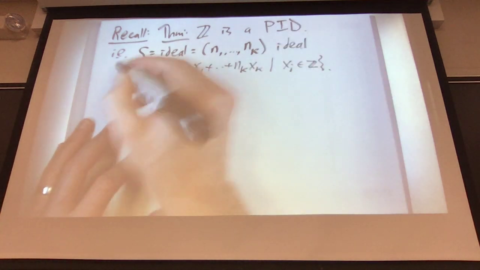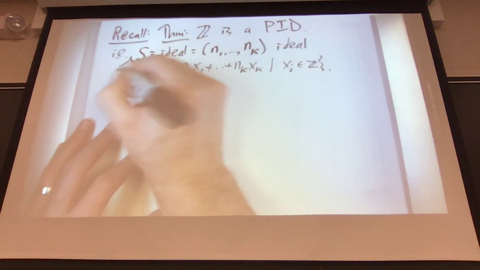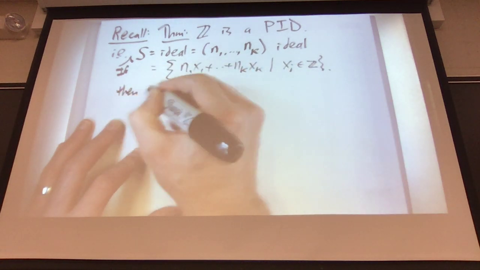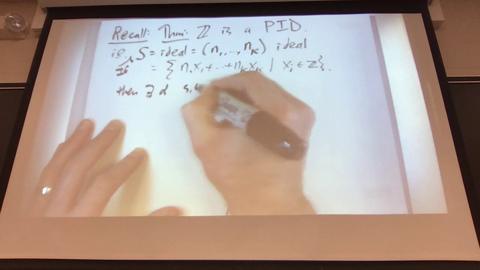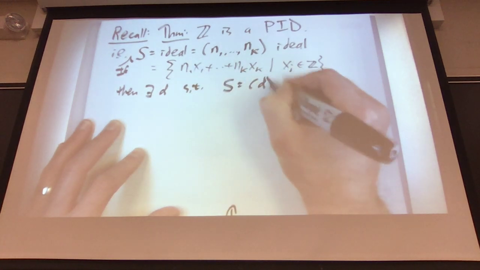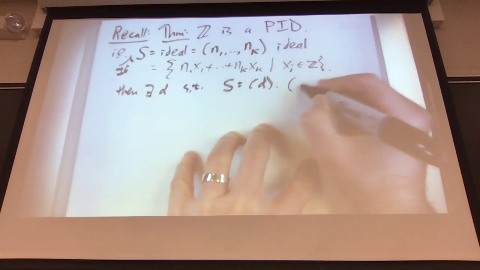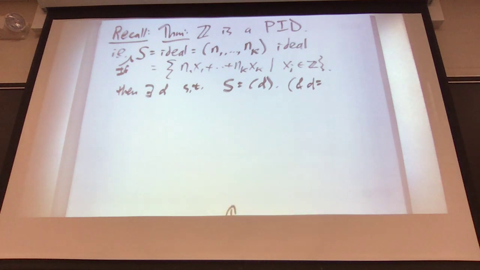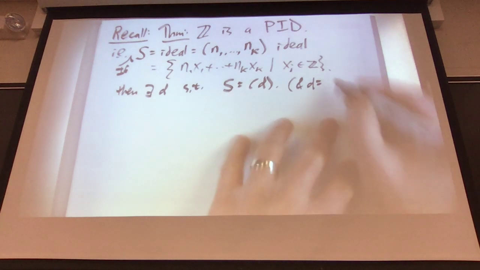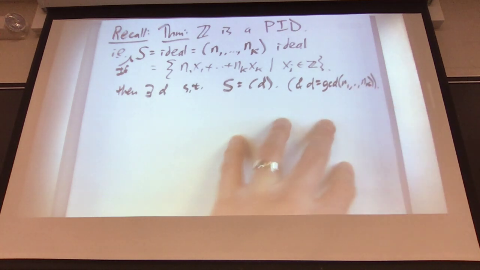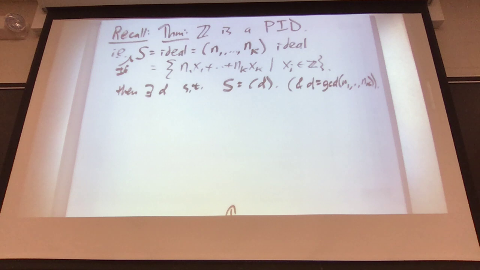And the theorem is, so if S is an ideal, then there exists an integer D such that S is actually the ideal generated by D. And it's easy to see what that integer D is. It's the GCD. Okay?